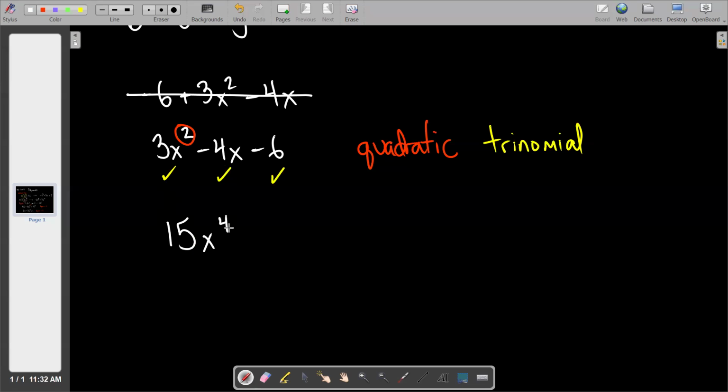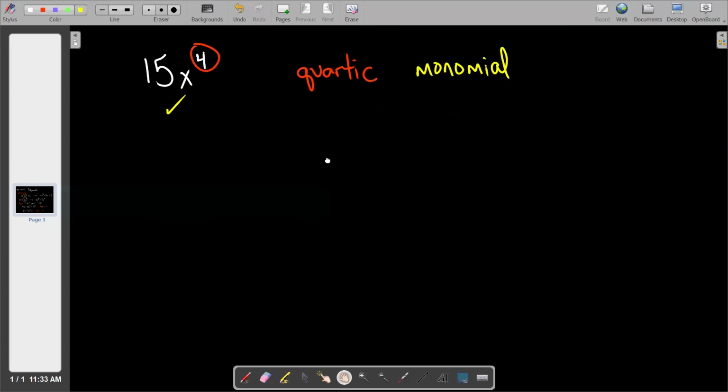Okay. Job 1, put it in standard form. What do we do? Oh, it is. Of course it already is. All monomials are in standard form. Now that it is, let's classify it. Well, it is a quartic. And it's only got one term, so it's a monomial. Quartic monomial. Very good. I'm going to scroll this far.